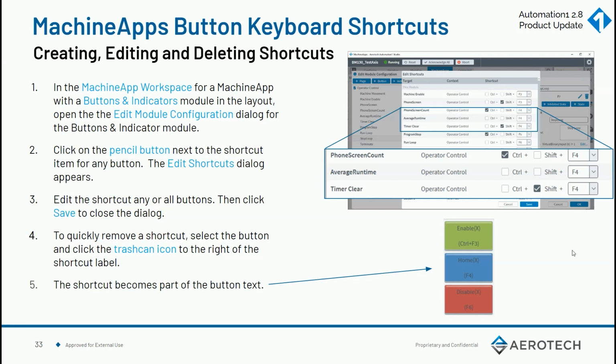And the nice thing about this is a shortcut naturally becomes part of the button that's accessible when you go to use that machine app or that HMI screen. Whatever you set it up to be, in this case I'm looking at the Enable X button. That's part of a different machine app, but I set that up to be Control plus F3. I can home using the F4 button, and I can disable using the F6 button.